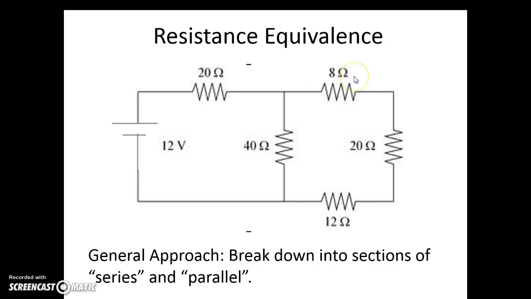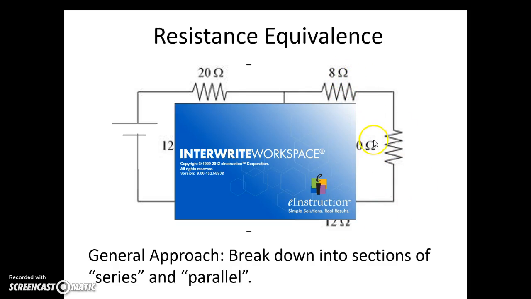I'm going to find the resistance equivalent of just these three right here. So if I do that, it's going to be 8 plus 20 plus 12. That gives us a 40 ohm resistance here.